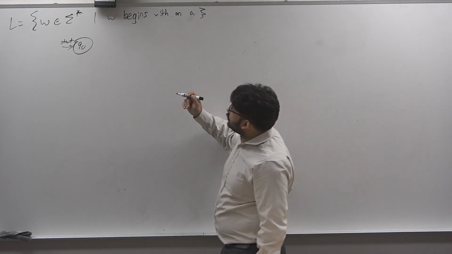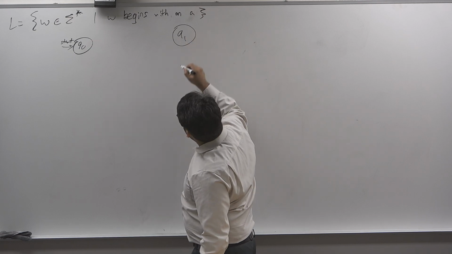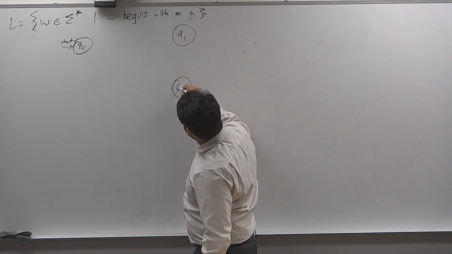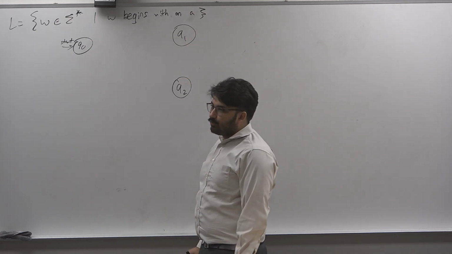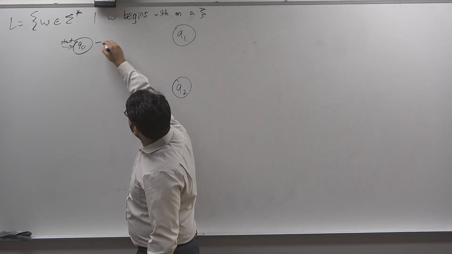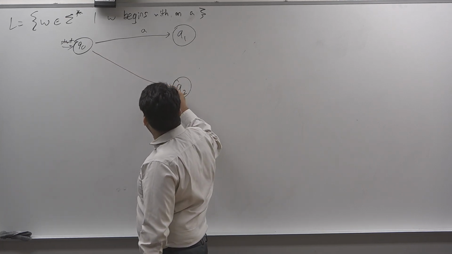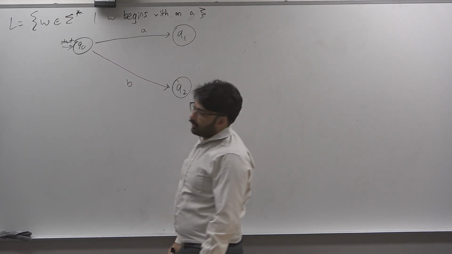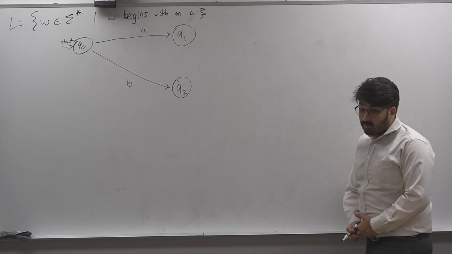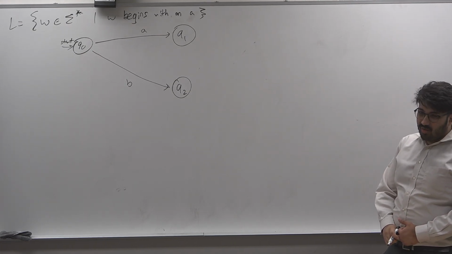So if we're at Q0, what we can do here is make two states. We can call this Q1 and we can call this Q2. If we see an A, let's go to one of them, and if we see a B, let's go to the other. This is the start of a DFA, but it's imperfect. There are a few problems with it. What are some of the problems with this?